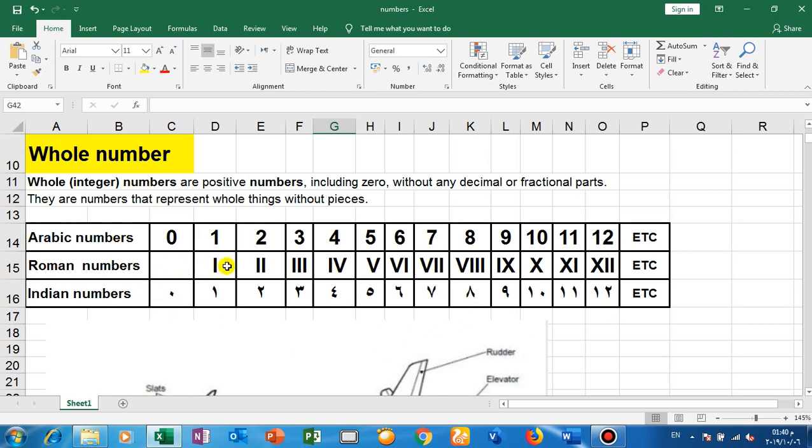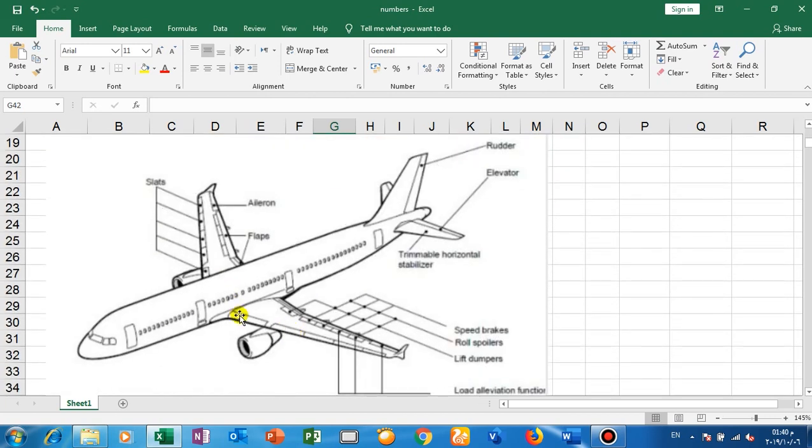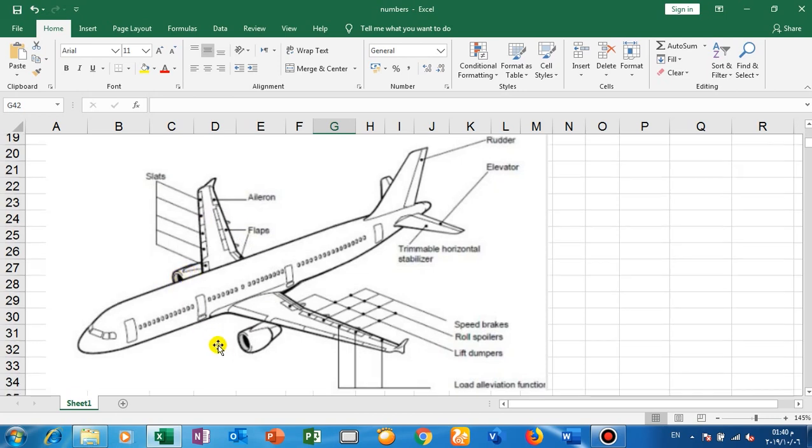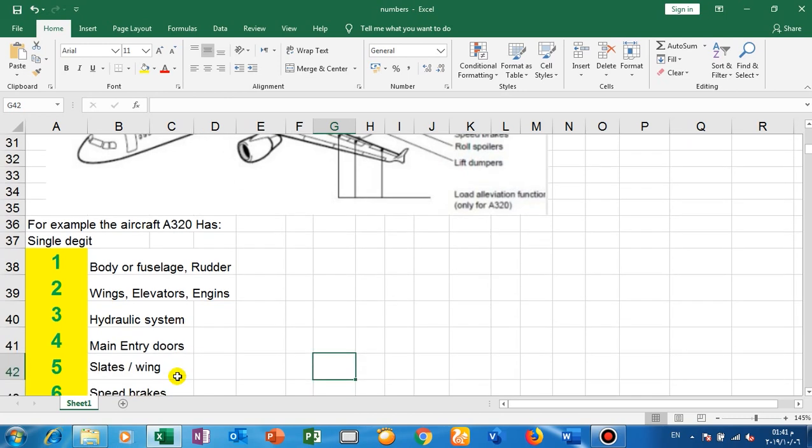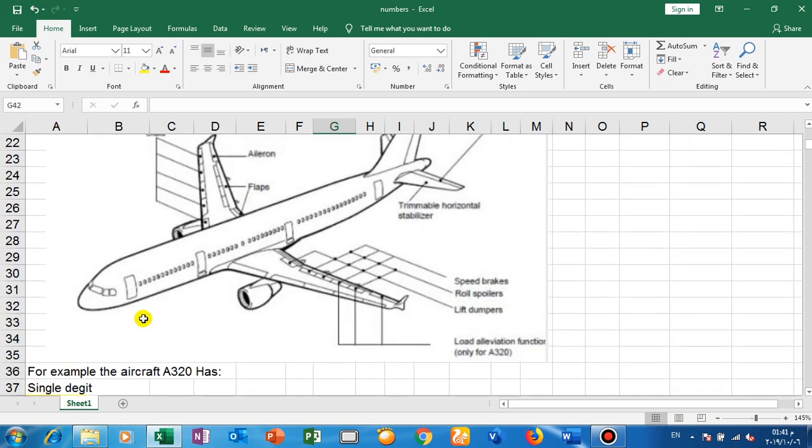If I want to represent these numbers on the aircraft, as an example, this is the aircraft. It has one body, or one fuselage, and two wings, one, two, and two engines, one, two. Three represents the hydraulic systems. In Boeing, the systems are system A, system B, and standby. In Airbus, the three systems are red, blue, yellow. For the integer four, there are four main entry doors, two at the front and two at aft, left and right, left and right.